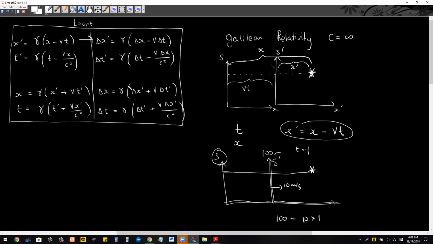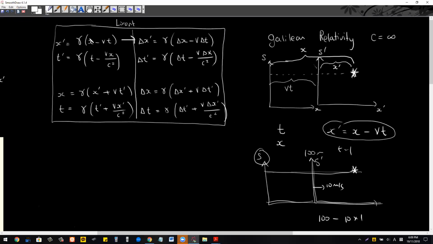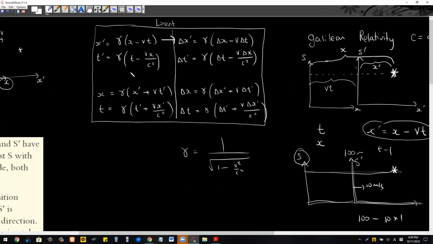Now, because we're dealing with special relativity, we have to multiply this by gamma. Gamma is given by 1 over the root of 1 minus v squared over c squared. So that's what you have to do. And so you can see that x dash is given by x and t. T dash is also given by t and x.